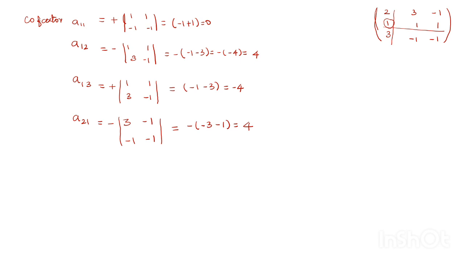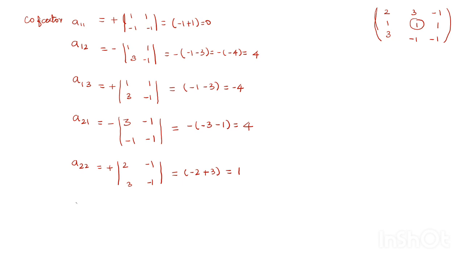So similarly, we can find the cofactor of A22. The cofactor of A22 is positive of the minor matrix of A22. So that time you remove the second row and the second column. Therefore we can get 2, negative 1 and 3, negative 1. So you can get negative 2, positive 3. So you can get 1.